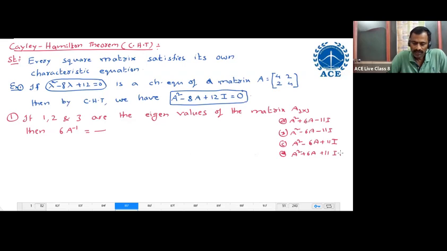For some 3 by 3 matrix, eigenvalues are already given, 1, 2, 3. If you know the eigenvalues of the matrix, we can write the 6A inverse. We are asked to write the A inverse, but elements of the matrix are not given. If you know the elements of A, we can write the A inverse by using the adjoint method only. Here elements are not given. Instead, we are given its eigenvalues. With the help of eigenvalues, we can write the characteristic equation. From the characteristic equation, we can write the matrix equation according to the theorem. After writing the matrix equation, we can express A inverse in terms of all other matrices like this.